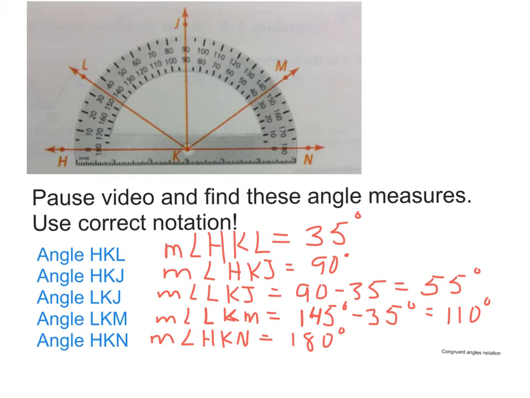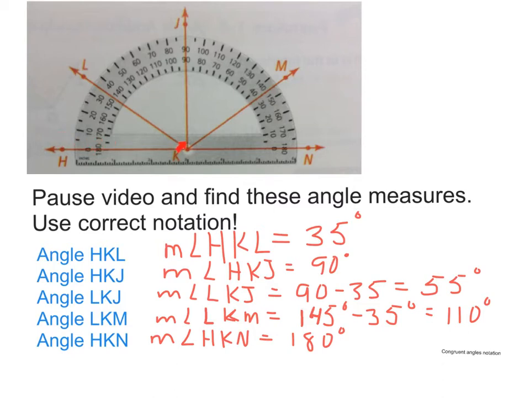So for the following angles, angle HKL, you say the measure of angle HKL is 35 degrees. That's right here. And notice we do use the m to talk about using measurement. When we talk about the measurement of angles, we have to put the m there and the angle symbol.